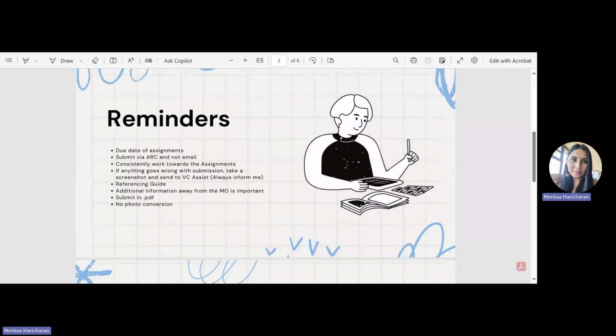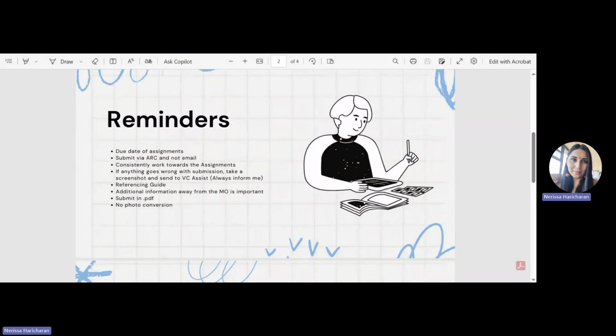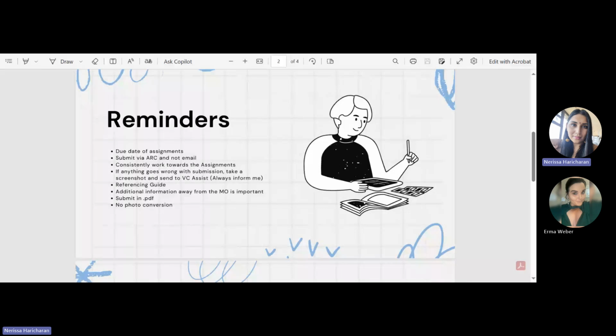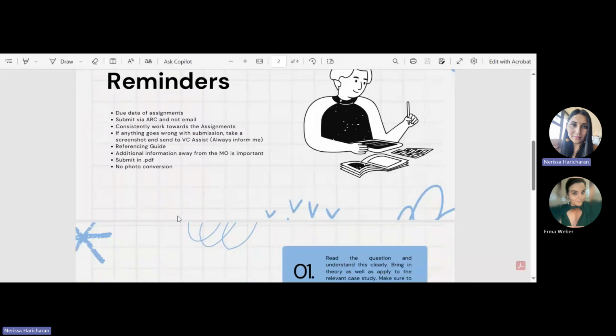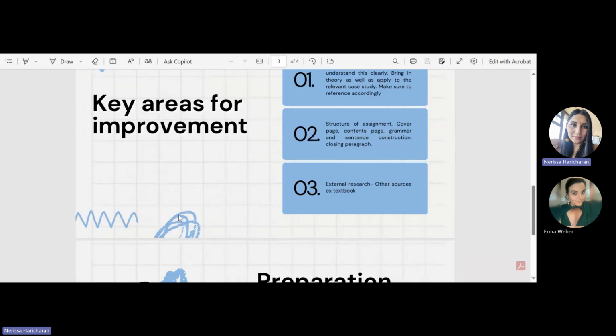Any additional information outside the module outline is very important. So you'll see in your assignment 2 specifically, there is a lot that's outside of your textbook. They're asking you to use AI. So please make sure that you're following those instructions and doing it correctly, and when I say correctly, you are actually physically referencing it correctly. Submit your assignment in PDF, and please do not use any photo conversion. There are illustrations due for assignment 2. Make sure you're copying and pasting them into your Word document that you're then converting into a PDF. Don't send me any photo conversions.